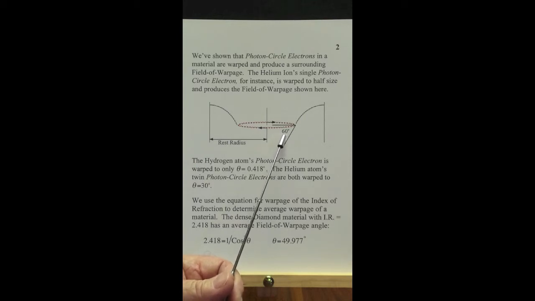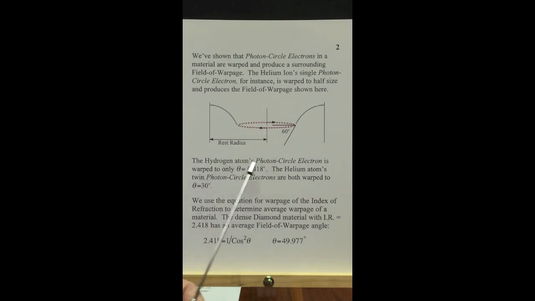This photon-circle electron is actually warped to half of its rest size. Its mass is increased by a factor of 2, and its time has been slowed, dilated, by a factor of 2. It's a very highly warped electron in a helium ion.